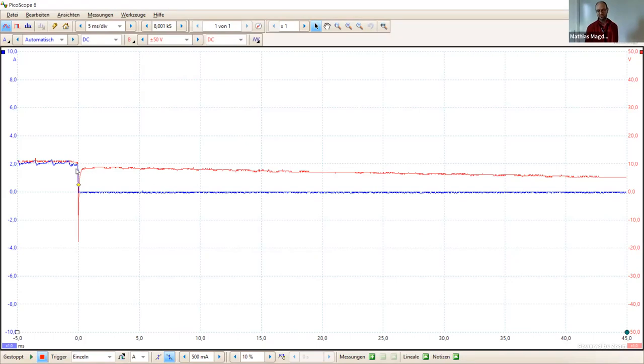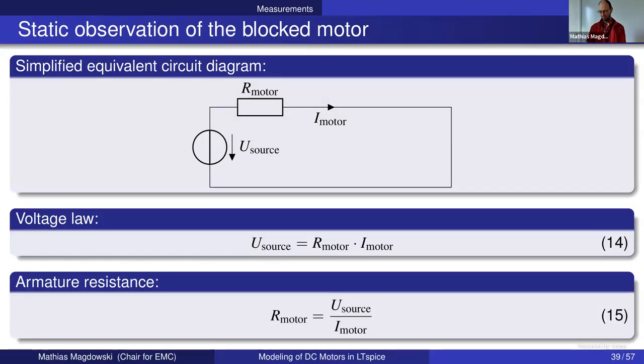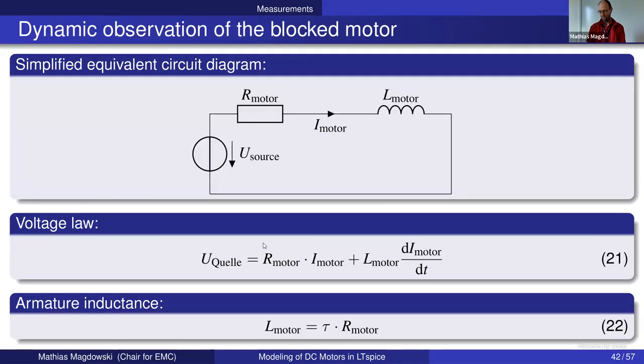And now the interesting thing happens. As I've mentioned, if we switch off the current with the switch, the current needs to rapidly change over time. And if we go back to this equation here, if the current is half switched off and the current rapidly changes over time, then a huge voltage will be induced. And this is what we see here.